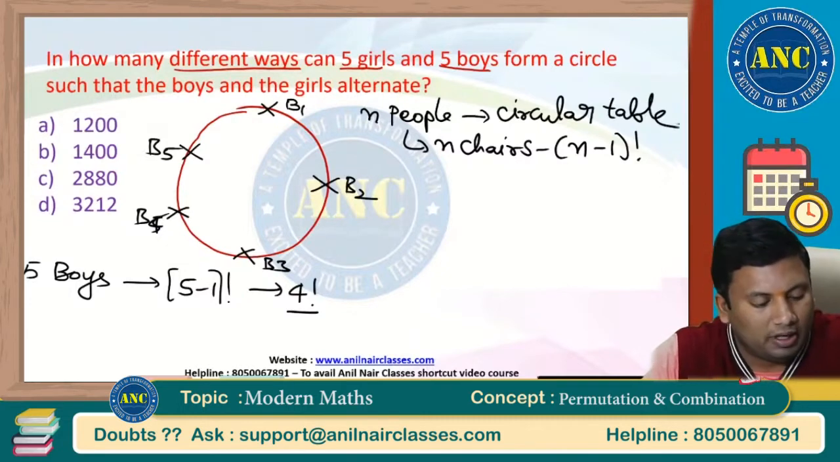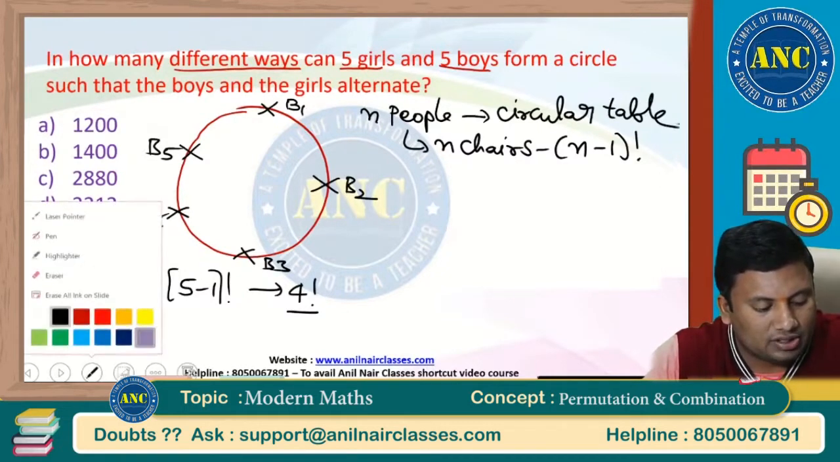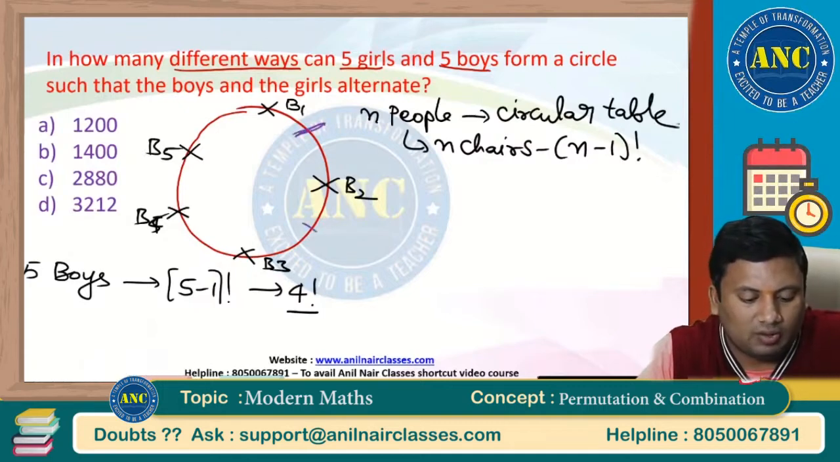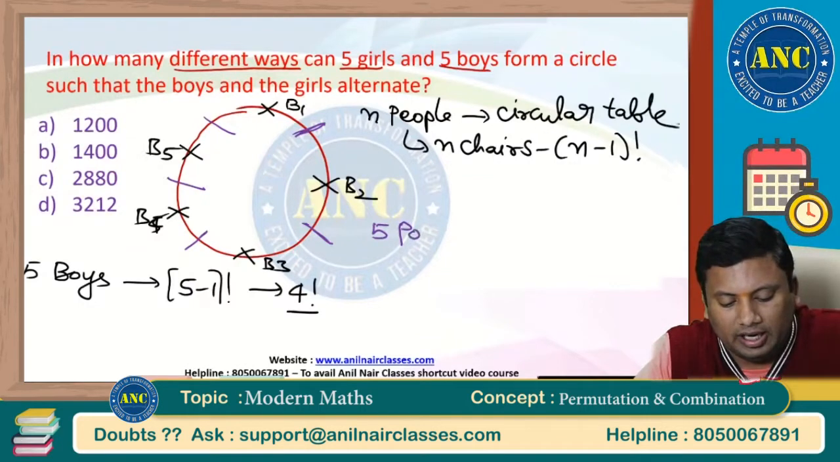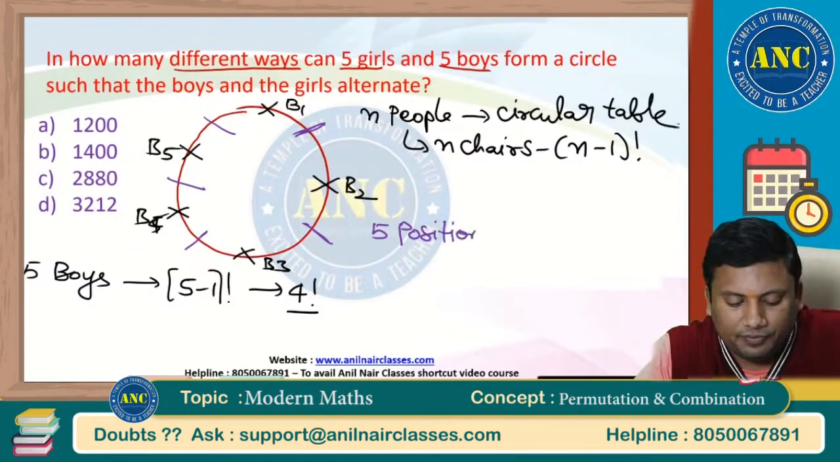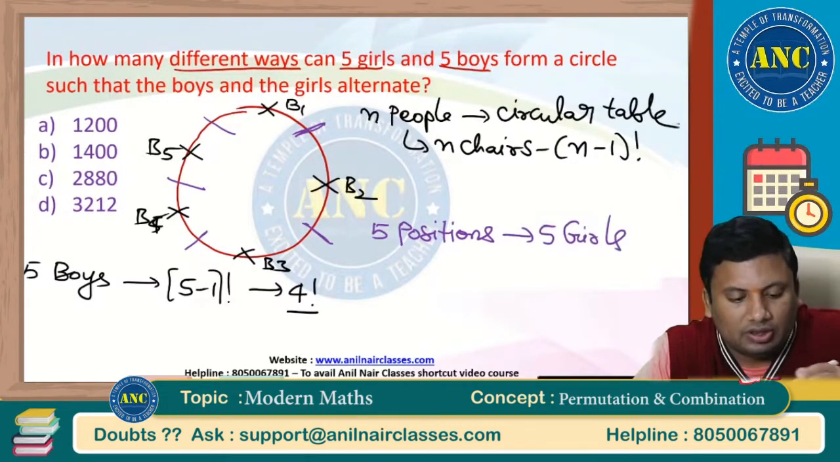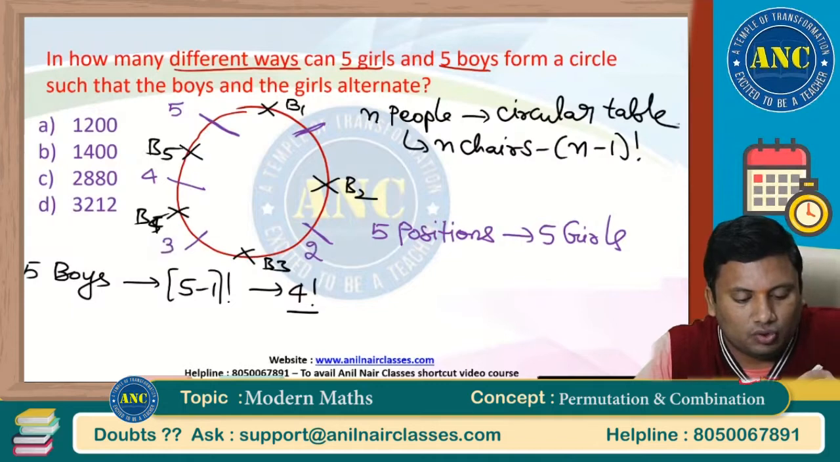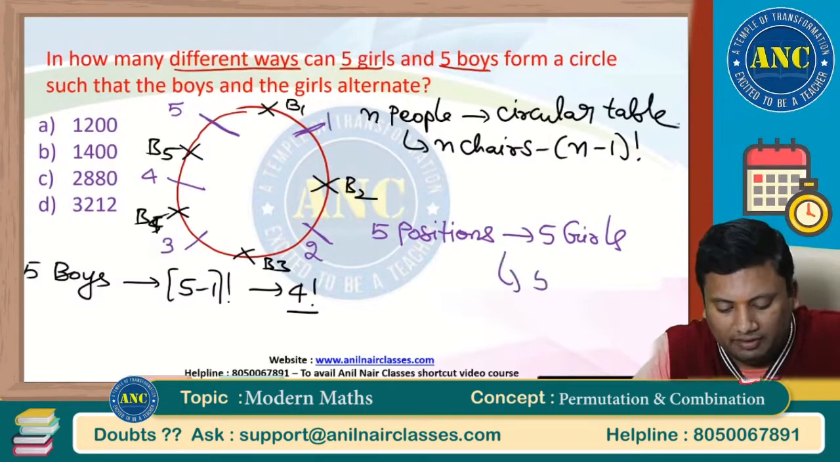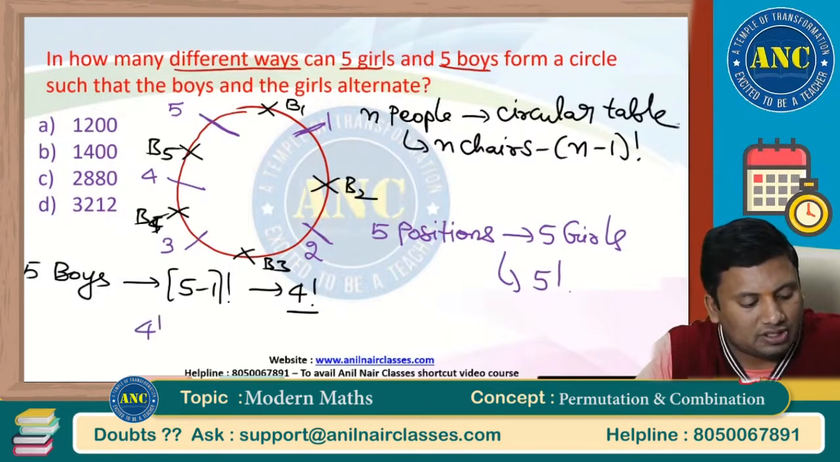Remaining, they need to be alternate. Now see here, how many positions are there? 1, 2, 3, 4, 5. 5 positions are left, and they can be taken by 5 girls. This position can be filled in any of the 5 ways, this one in 4 ways, 3 ways, 2 ways, 1 way. So this will be 5 factorial. So first boys arrangement, then girls arrangement.